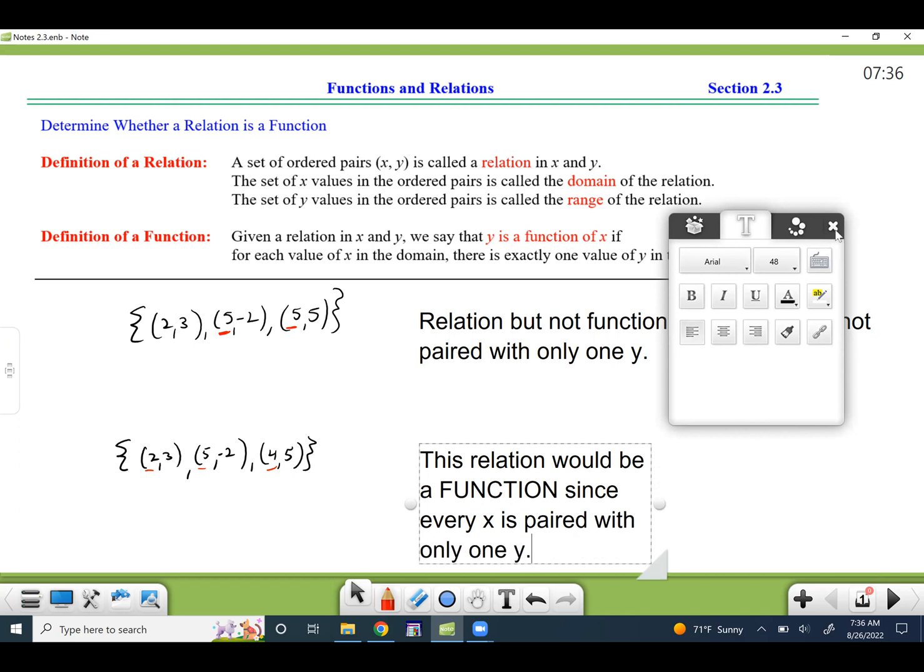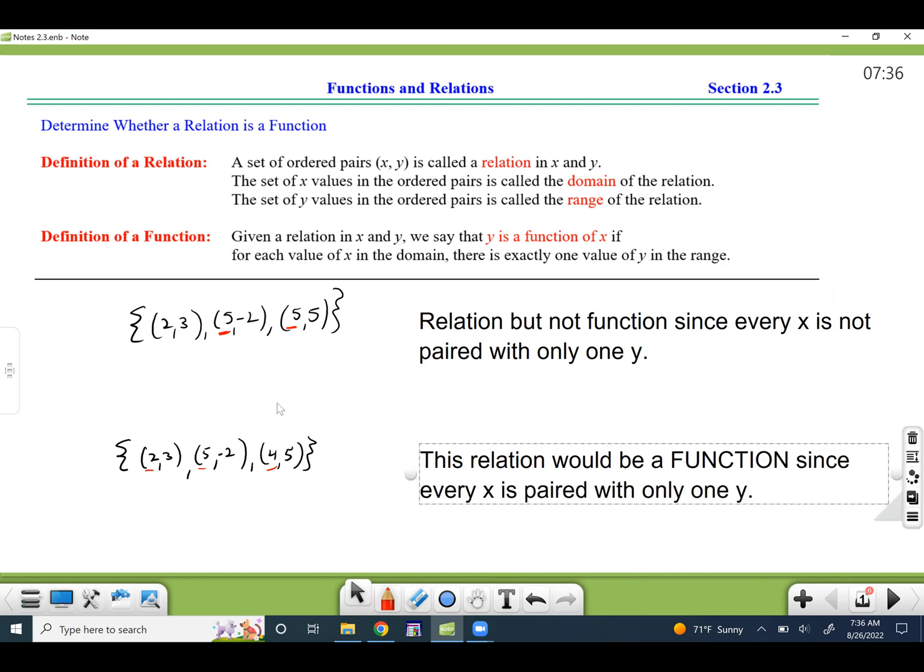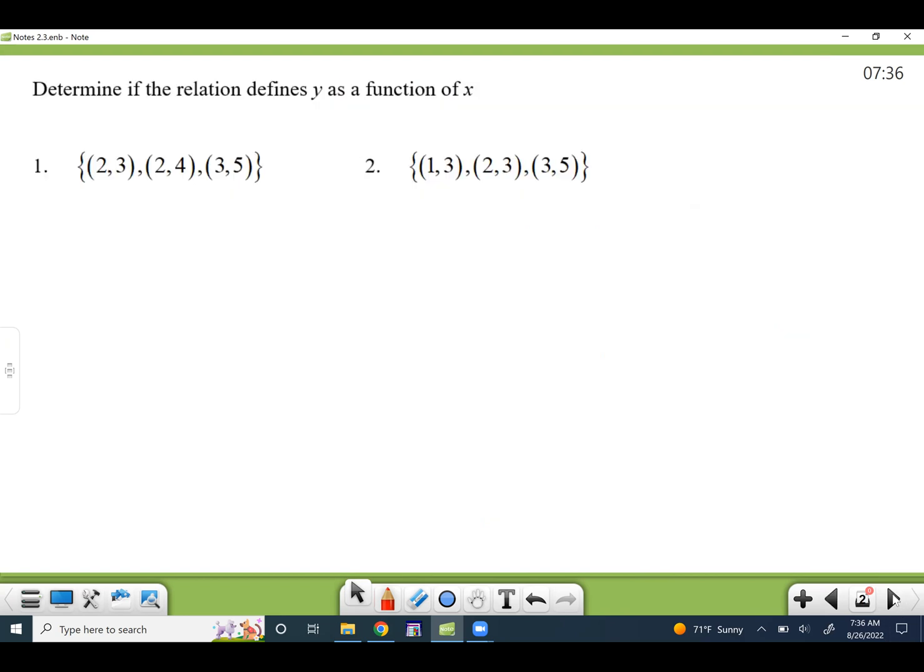So that's it. It's pretty easy. And maybe it's not x and y, so technically I should say for every input, there's exactly one output. All right, so let's go ahead and try a few of these.